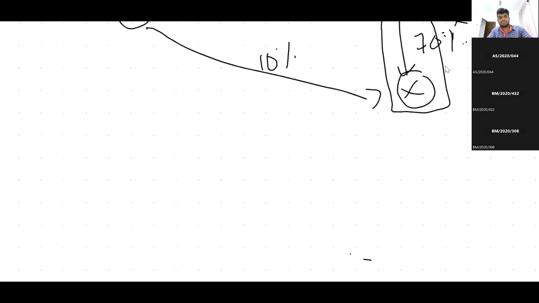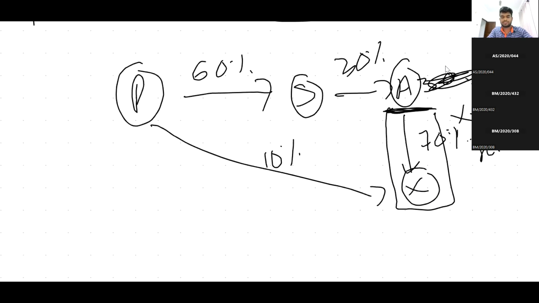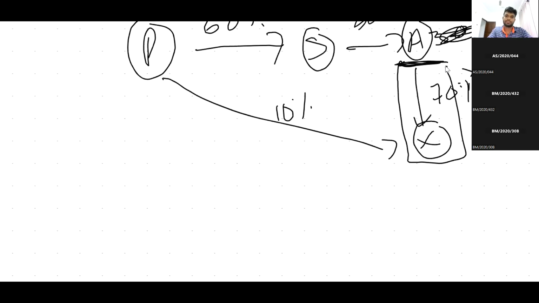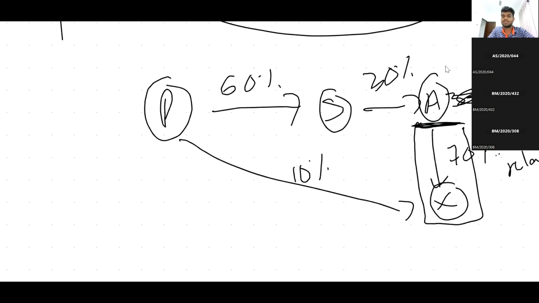P, S, and A. A is the associate. P and S is the consolidation, and A is your associate. You need to take the profit from the associate. So only P and S are consolidated, and for the associate we take its share of profit into the consolidation accounts.